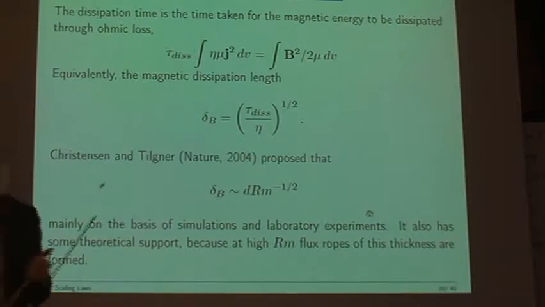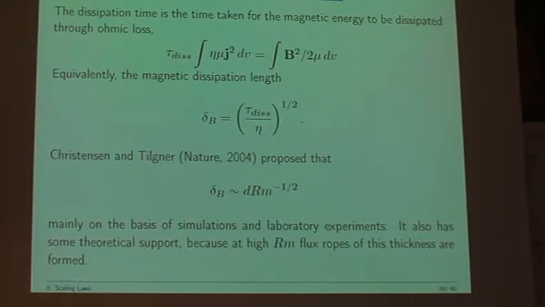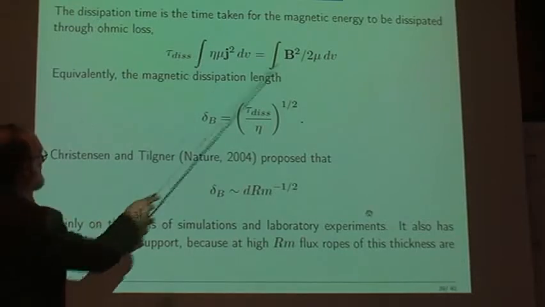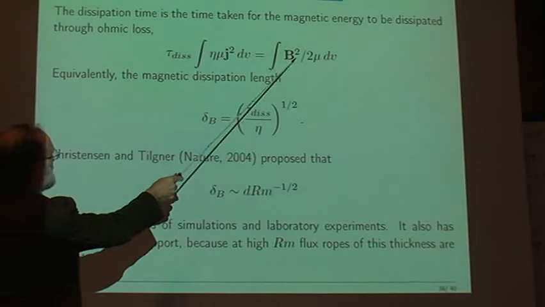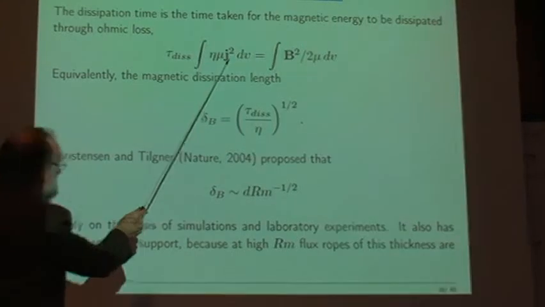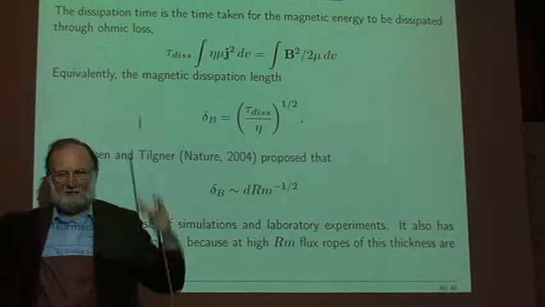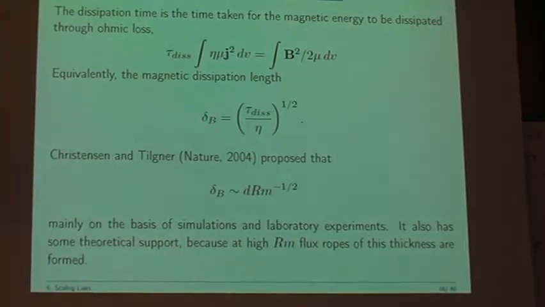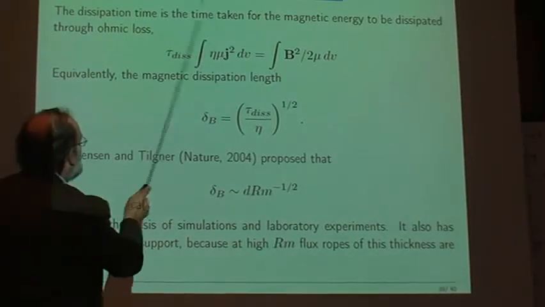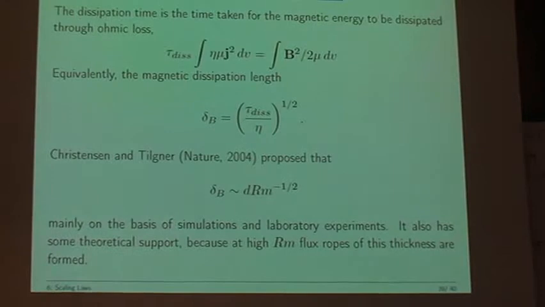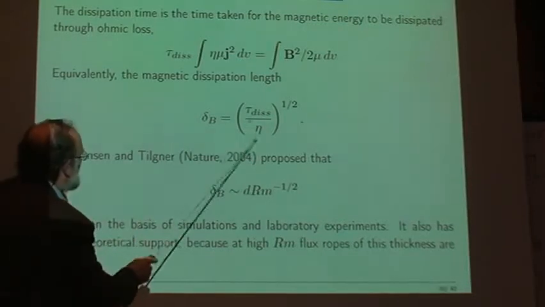This is a 2004 Nature paper, and they pointed out that in a lot of simulations this is true. That's the relationship between the magnetic energy and the ohmic dissipation, which is essentially a time, because it's the time that the magnetic energy would take to dissipate away, and so that's the dissipation rate. So dissipation rate times the dissipation time is the magnetic energy.